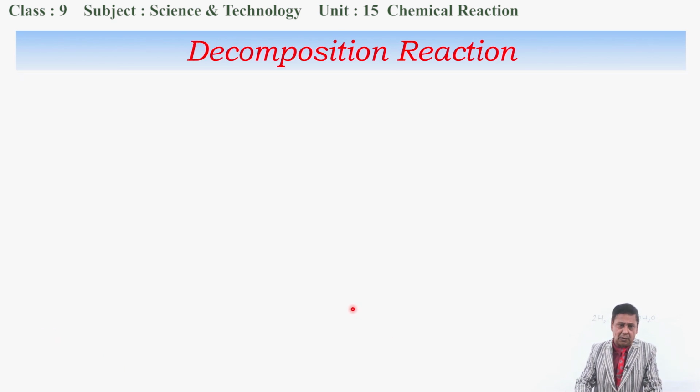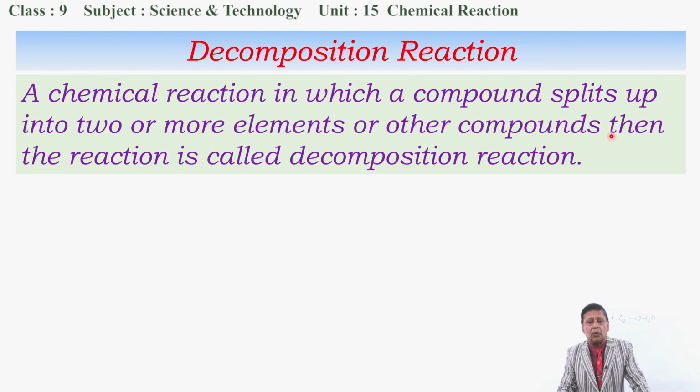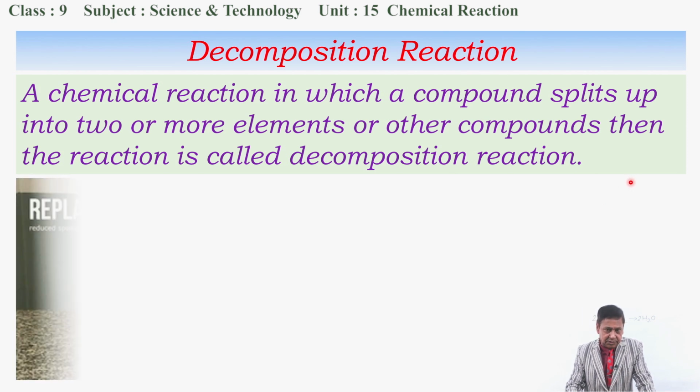Now, let's talk about decomposition. What is this? This is a chemical reaction in which a compound splits up into 2 or more than 2 elements or other compounds. Then the reaction is called decomposition. Look at this chemical reaction in which a compound splits up into two or more elements or other compounds, then the reaction is called a decomposition reaction. I want to show a certain interesting video clip to show this decomposition reaction.